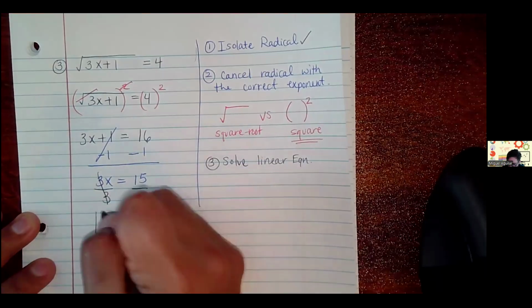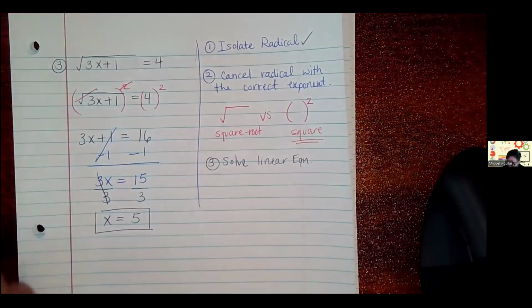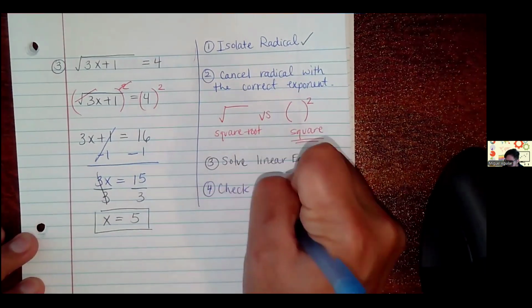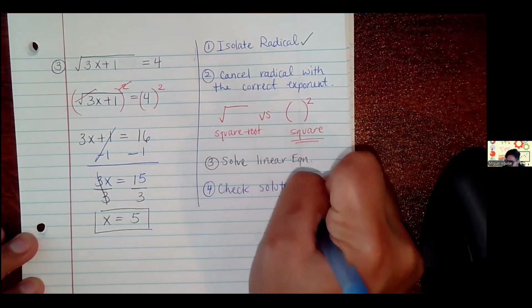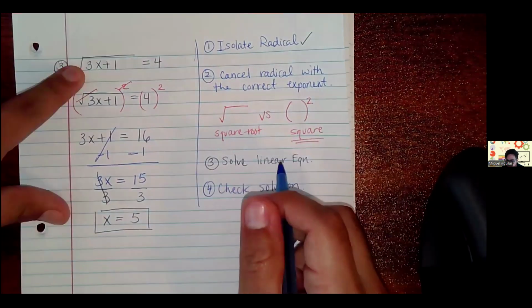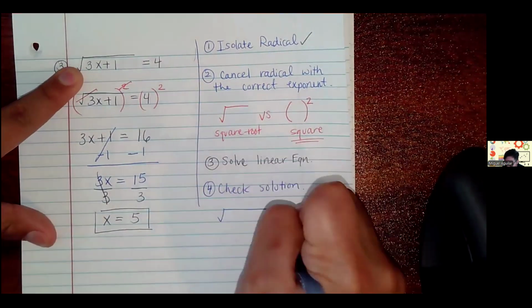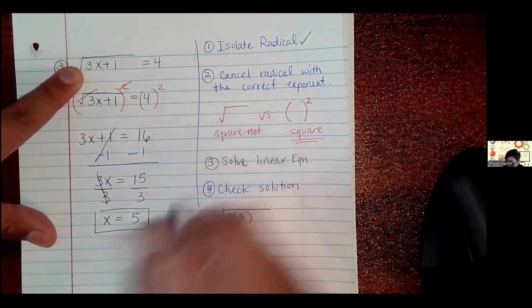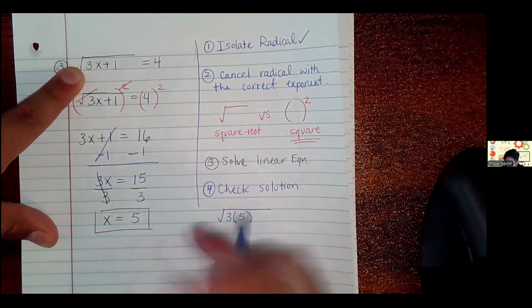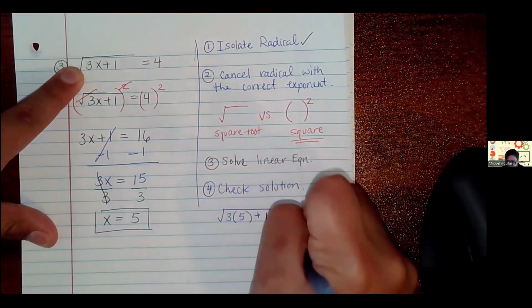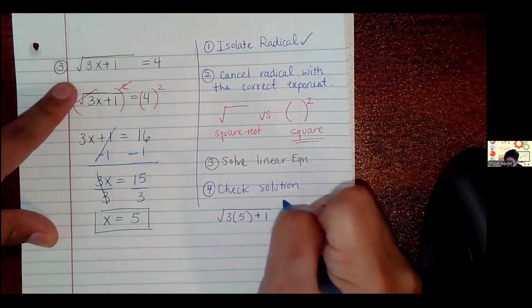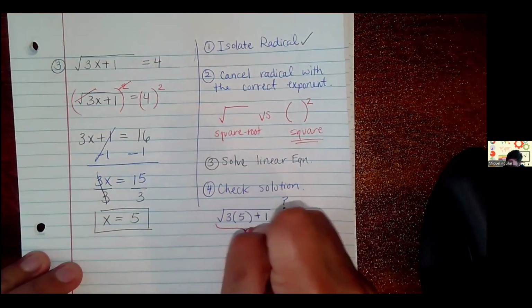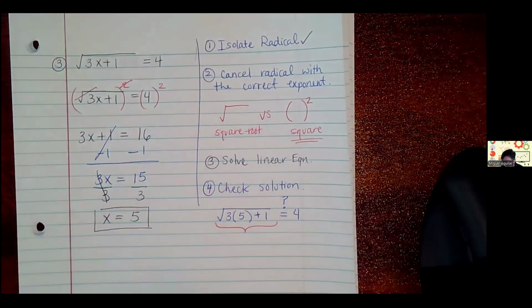And our final step is always going to be to check the solution by plugging it back into the original problem. So our original problem was the square root of 3 times x, which is 5, or at least we think it's 5 right now, plus 1 equals 4. And we're asking, is this a true statement? So if I evaluate this in the calculator, do I get 4?